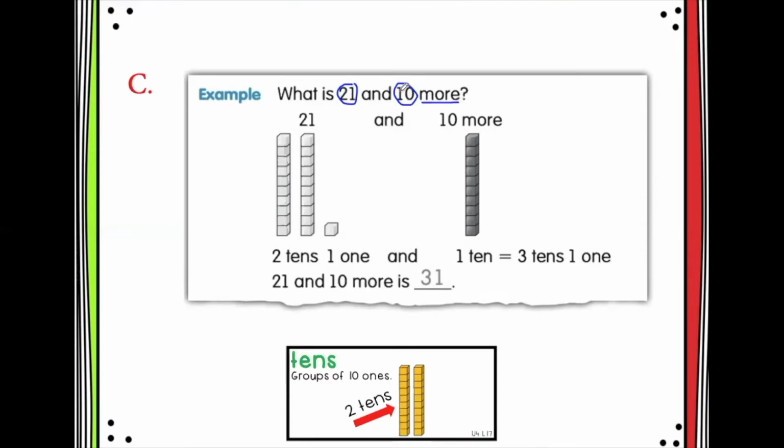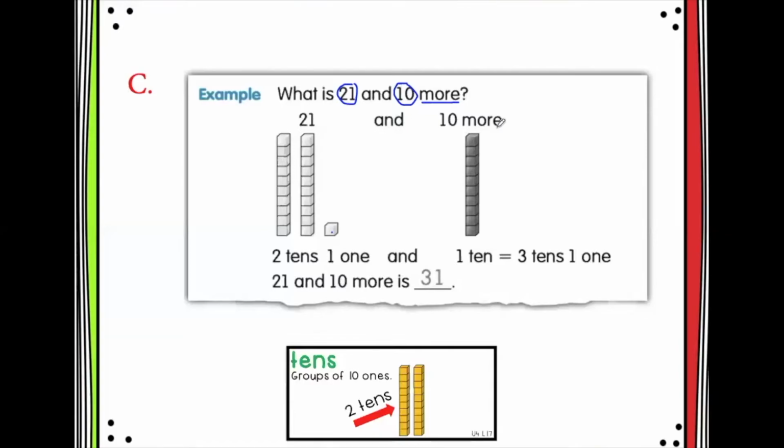Now I circled the numbers because that is important information for us, and I underlined the word more because that means we are going to be adding. More means adding. So we're starting with 21, and we can double check these drawings by counting them. 10, 20, and 1, 21. So 21 and 10 more.